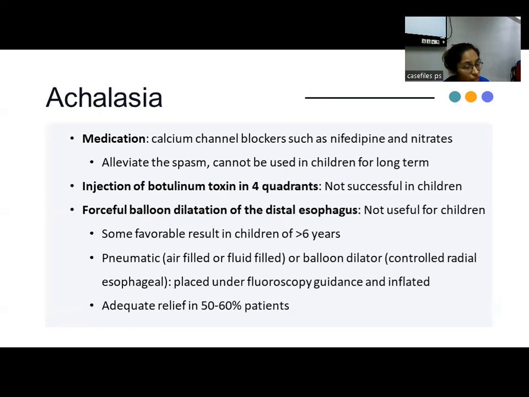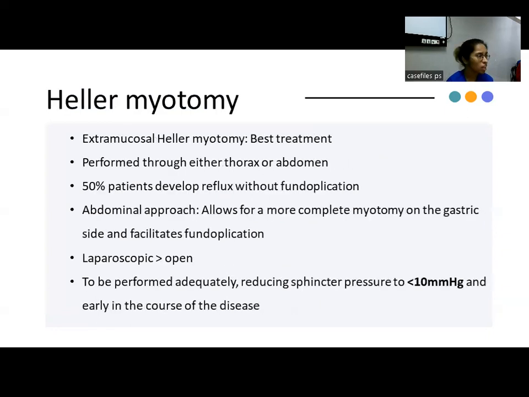However, some favorable results have been found in children of more than 6 years of age. We can use a pneumatic dilatation or a balloon dilatation, and it has to be done under fluoroscopic guidance and inflated. Adequate relief has been found in up to 50 to 60% of the patients in whom balloon dilatation has been employed. Coming to the surgical management, which is a Heller's myotomy.